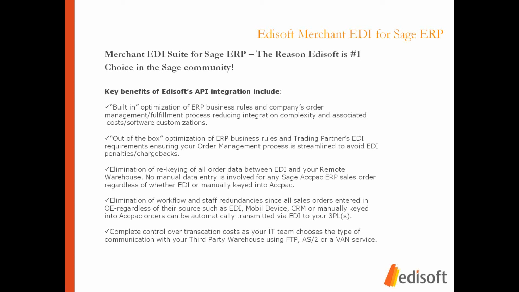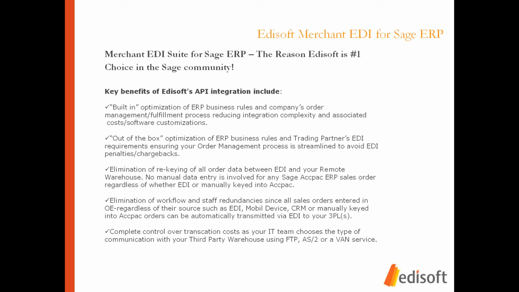We also provide out-of-the-box optimization of the ERP business rules and the trading partner requirements, ensuring the order management process is streamlined to avoid EDI penalties and chargebacks. Most importantly, we focus on the elimination of rekeying of all order data between the EDI system and the remote warehouse. There is no manual data entry involved for any Sage ACPAC ERP sales orders, regardless of whether those orders actually are EDI or manually keyed into ACPAC.